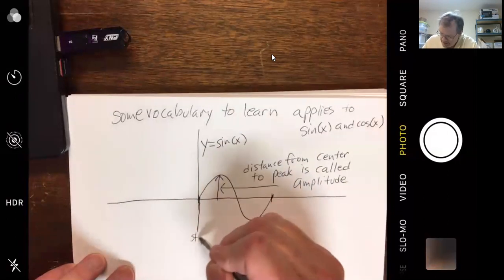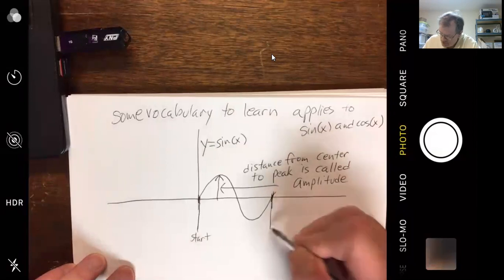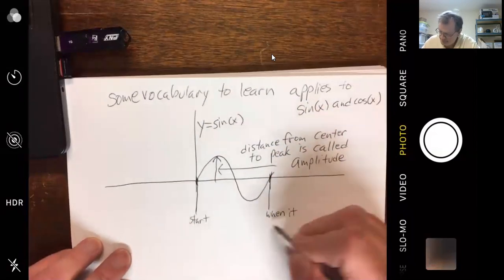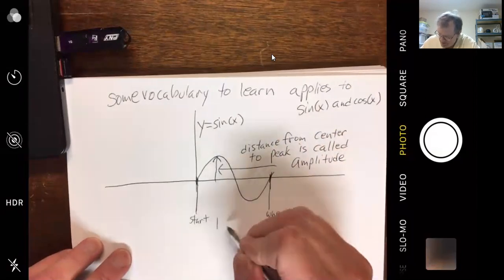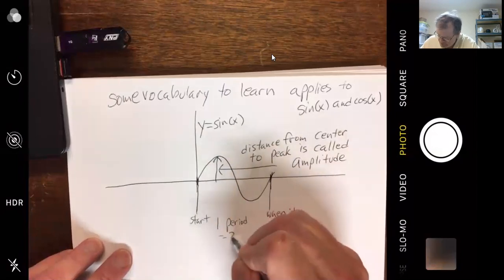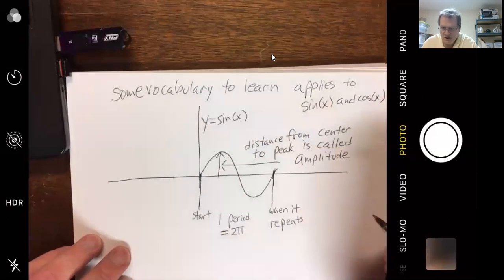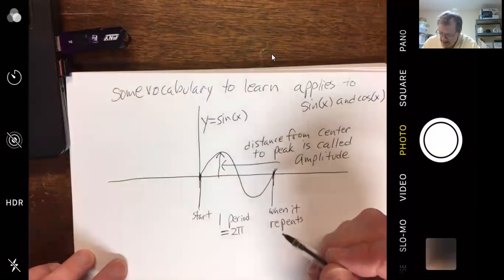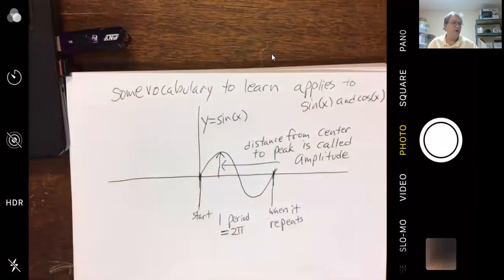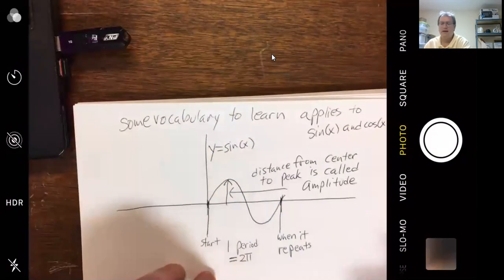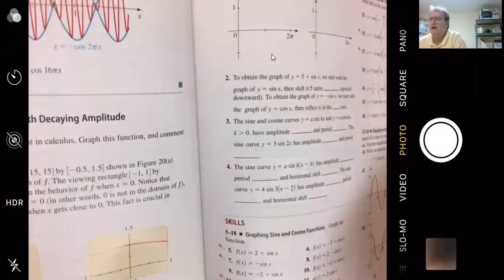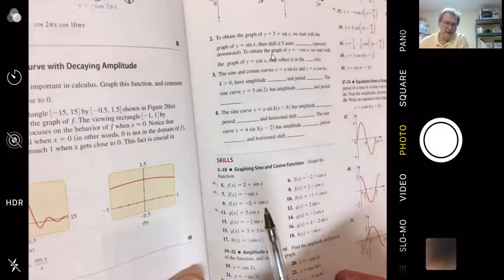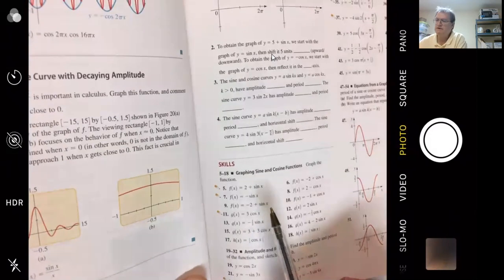Distance from start to when it repeats is one period, 2 pi. Okay, there could be vertical shift up, and there's also some called, before I get into those, we'll do some examples. First of all, just graph. You just graph it on the calculator and write down what you see.